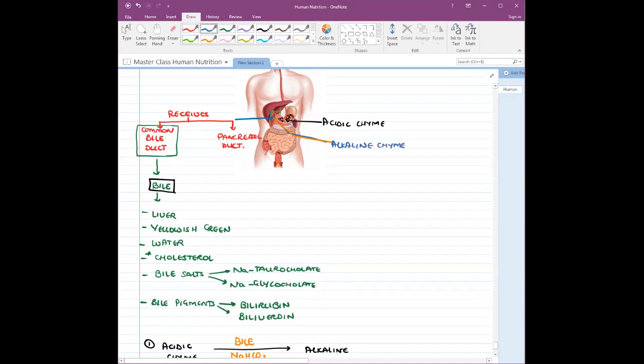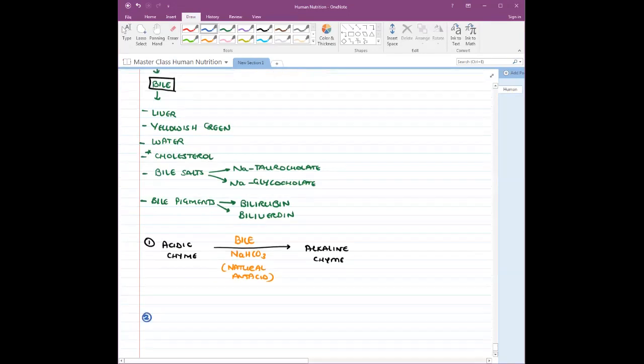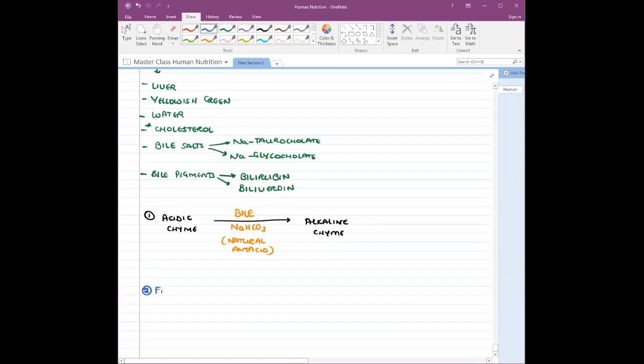The reason for this is, guys, all the other enzymes which are going to come after this, whether it is the pancreatic juice or the intestinal juice, all of them work only and only in alkaline conditions. They don't work under acidic conditions, and that is why it is very important that we convert the acidic chyme into alkaline chyme. Okay, fine. Next thing, guys, what we are going to see is fats.